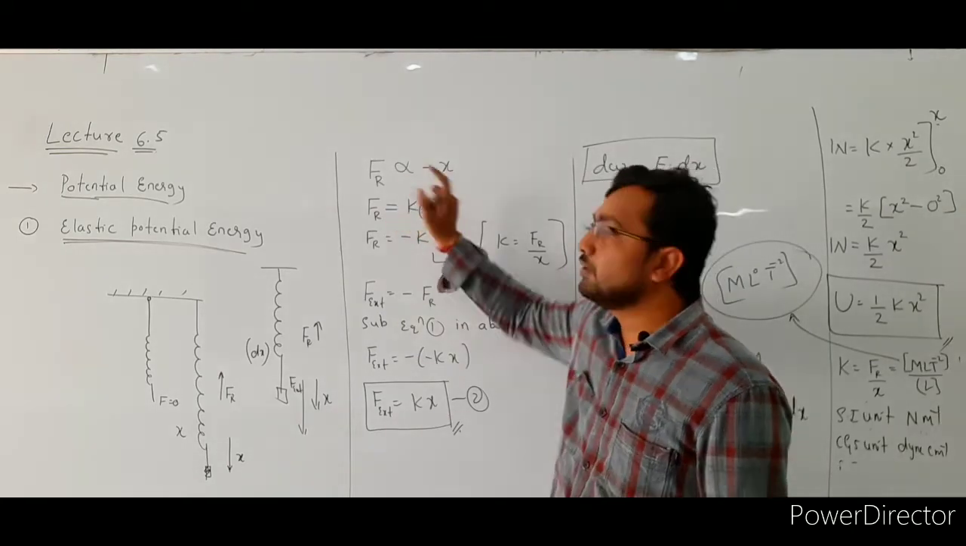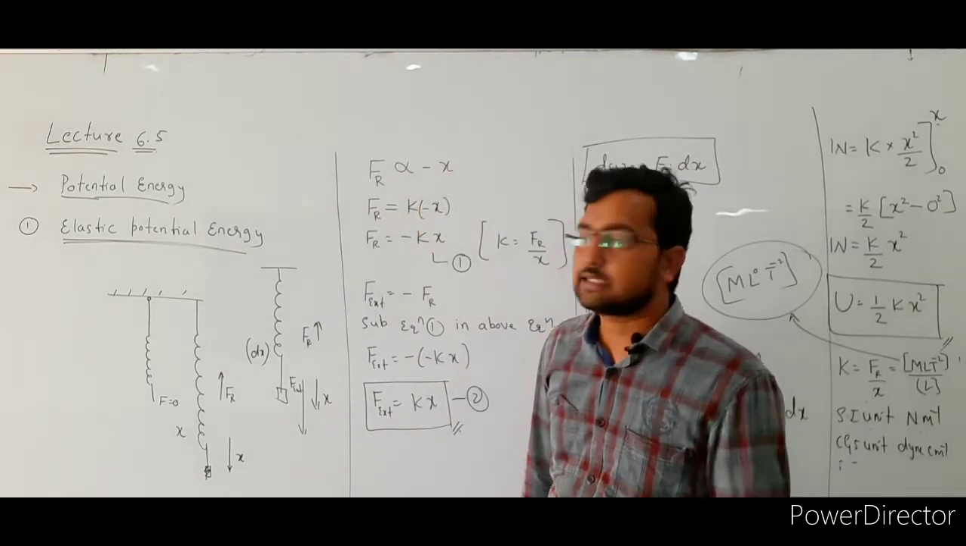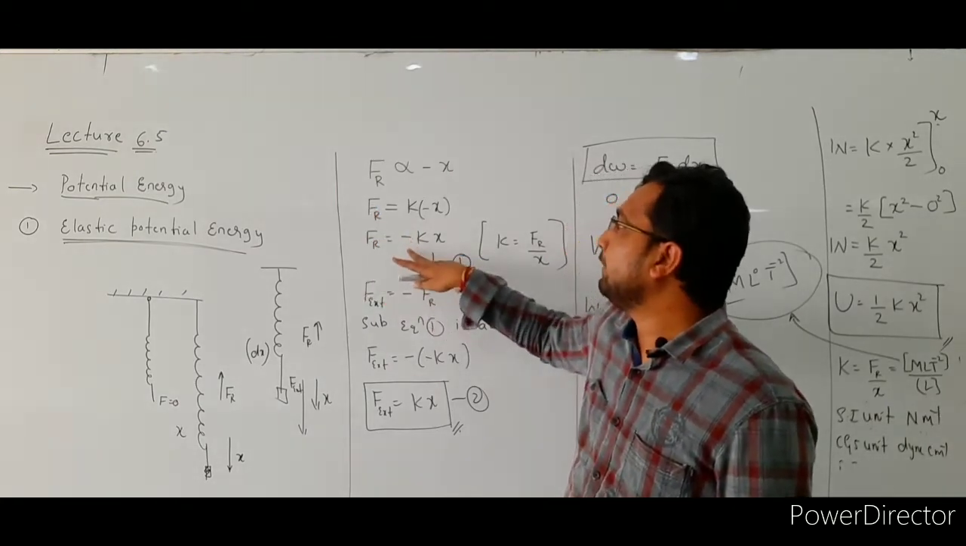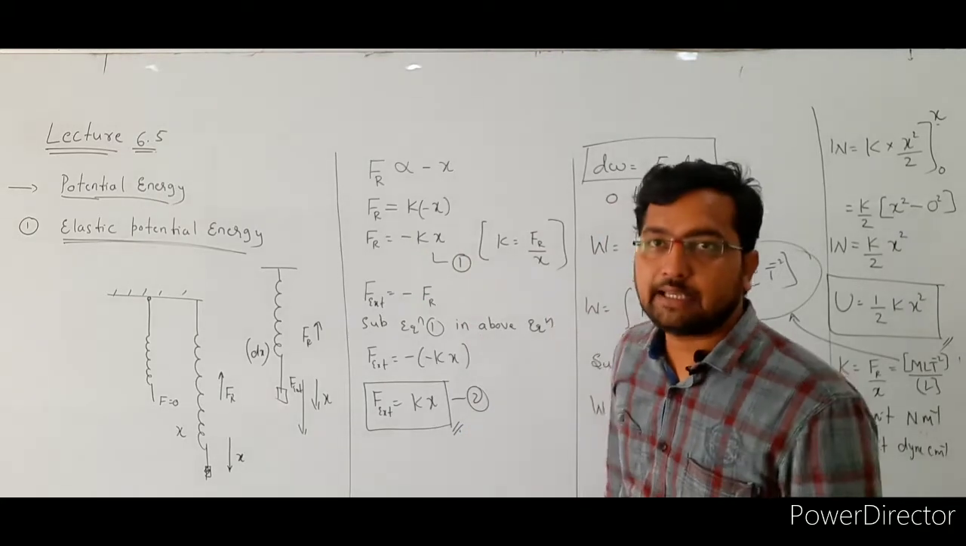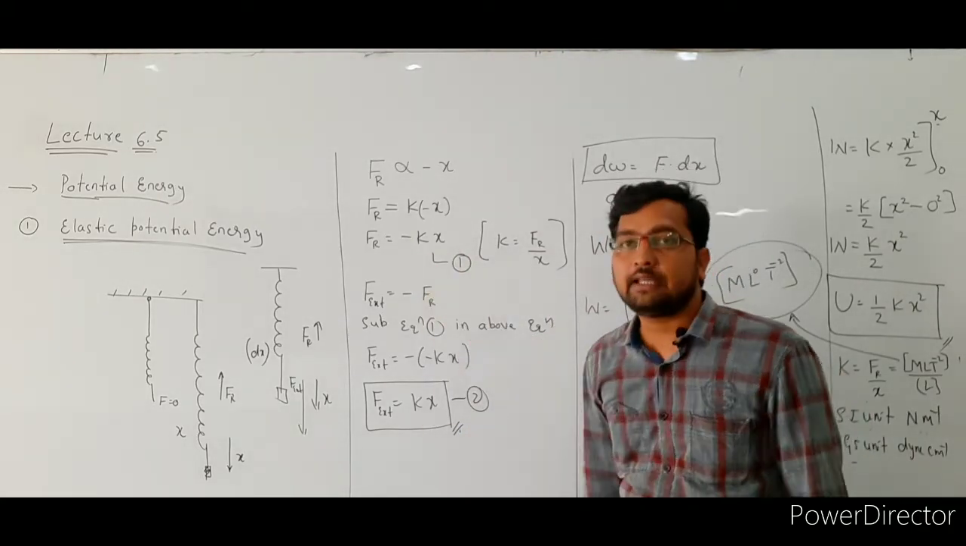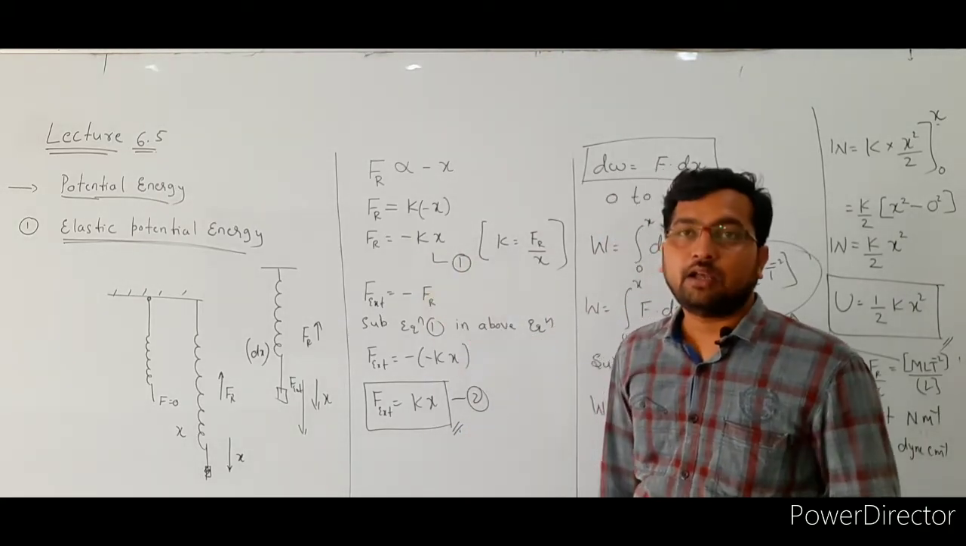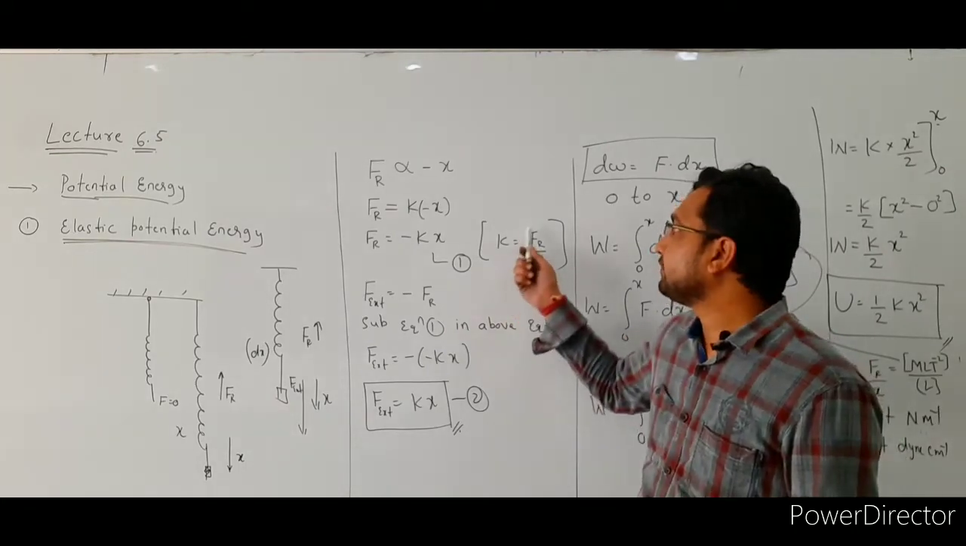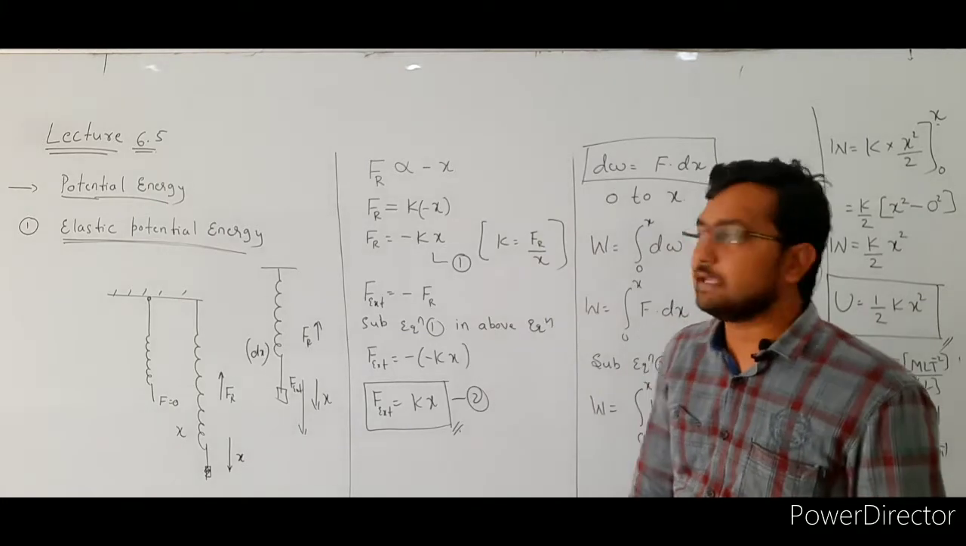So next, to remove this proportionality, we use an extra term, that is k. Restoring force is equal to minus k into x. So what do we mean by k here? k indicates the spring constant. Spring constant means the restoring force per unit displacement.